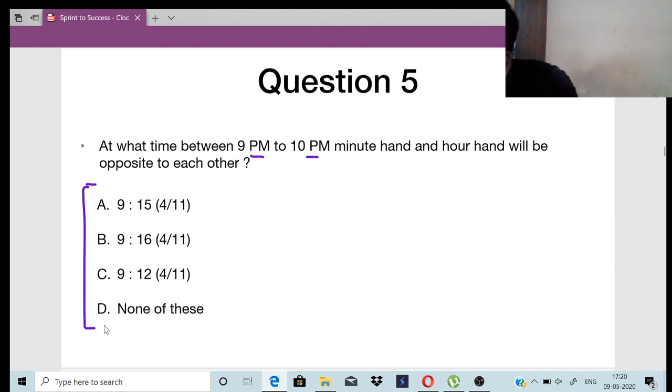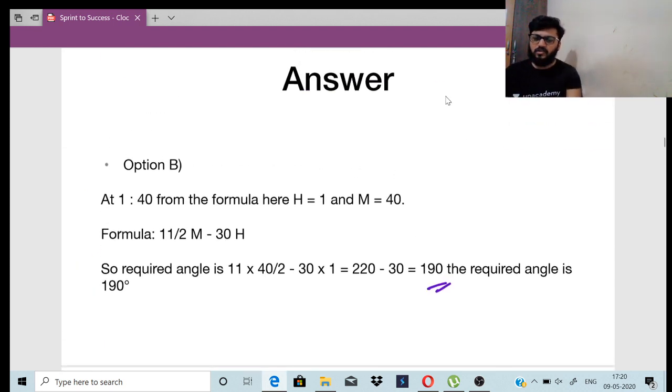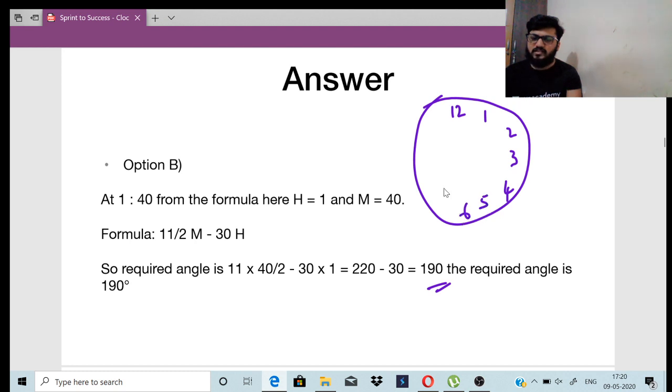Sir, if it was 1:40 p.m., then also it would be the same, no, Sahil? So this is my clock: 12, 1, 2, 3, 4, 5, 6, 7, 8, 9, 10, 11. This is what 1:40 means. Whether it is 1:40 a.m. or 1:40 p.m., the clock's angle will be the same. This is a 12-hour format.